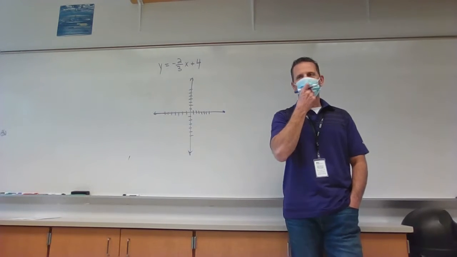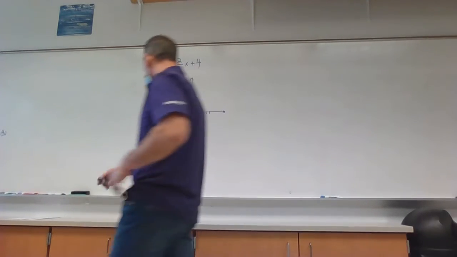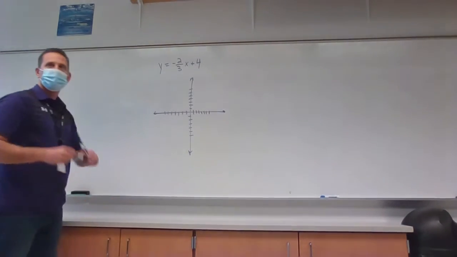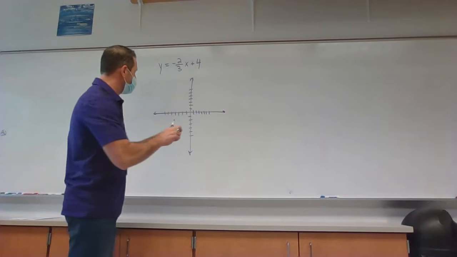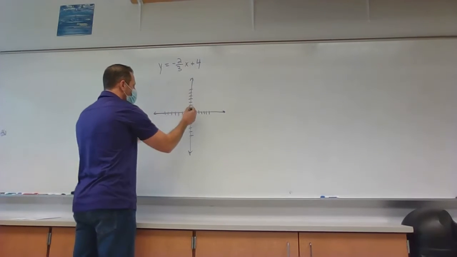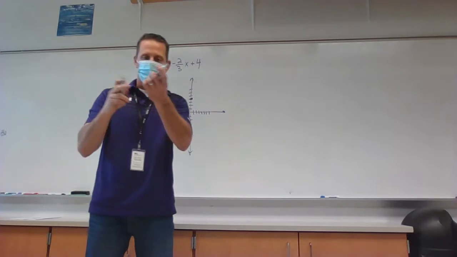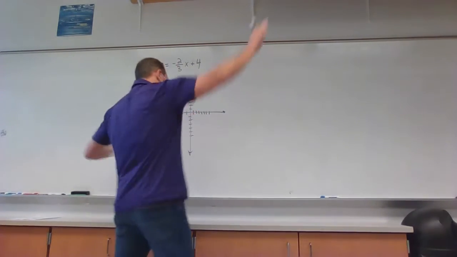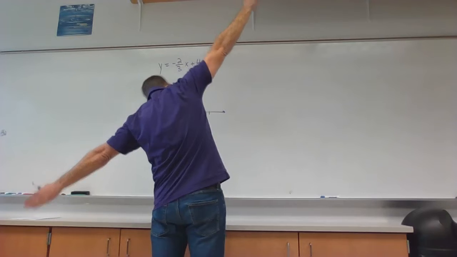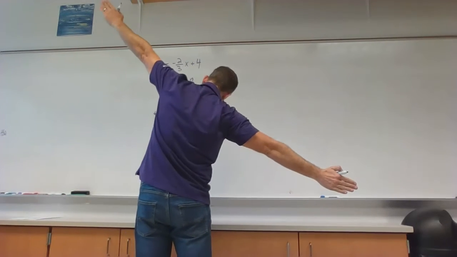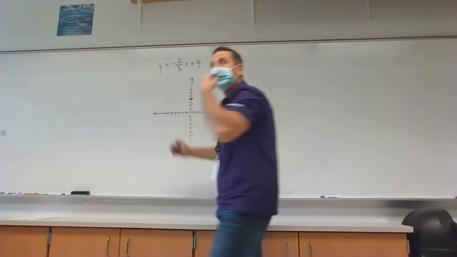Okay, back to algebra. So where does this graph start? All right, we're going to start at 4. The y-intercept is 4. 1, 2, 3, 4. Now, when we graph this line, should it be going like this or like that? Like that, because of the negative.